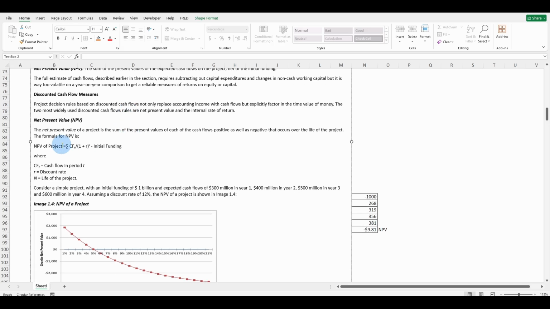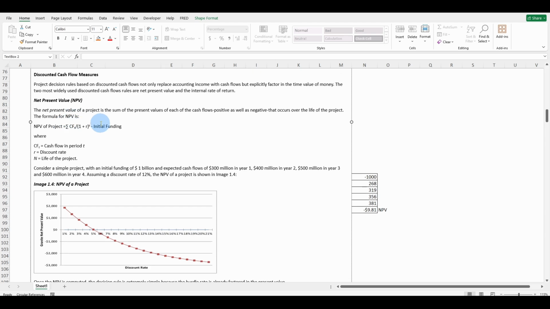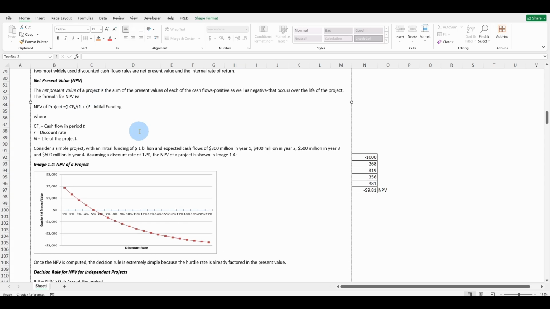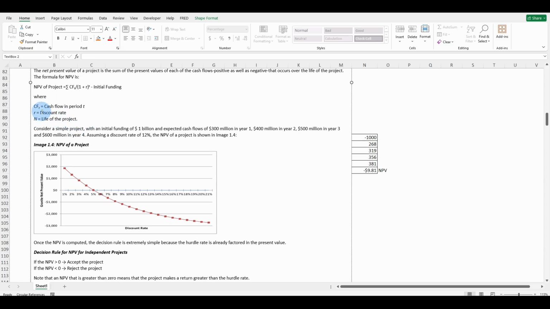Net present value. The net present value of a project is the sum of the present values of each of the cash flows, positive as well as negative, that occur over the life of the project. Formula for net present value: net present value equals the summation of cash flows divided by (1 plus r) to the t, minus the initial funding, where C_t is the cash flow in period t, r is the discount rate, and n is the life of the project.